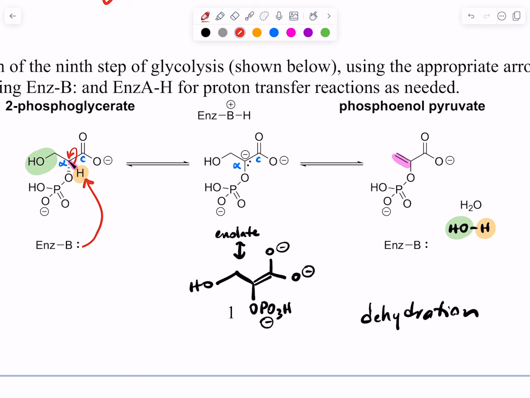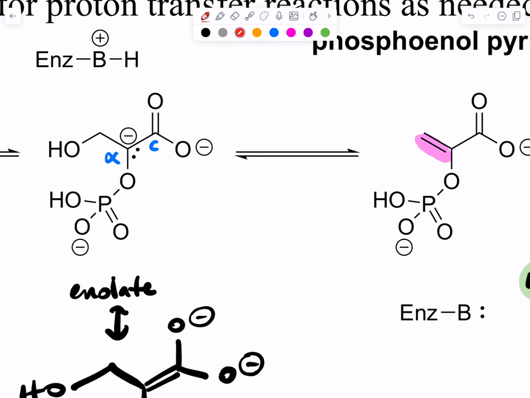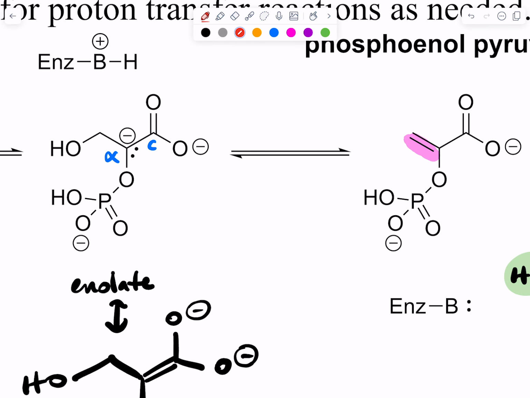Then, comparing the enolate to the product, what do you think has to happen? Okay, the alcohol's got to be lost. How do you think that occurs?